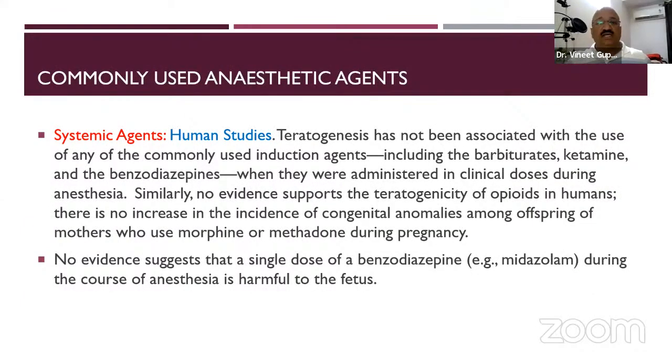Commonly used anesthetic agents, systemic agents: I will only be talking about human studies. Teratogenesis has not been associated with the use of any of the commonly used induction agents, including barbiturates, ketamine, and benzodiazepines, when they were administered in usual clinical doses during anesthesia. Similarly, no evidence supports the teratogenicity of opioids in humans. There is no increase in the incidence of congenital anomalies among offspring of mothers who use morphine or methadone during pregnancy. No evidence suggests that a single dose of benzodiazepine, midazolam, during the course of anesthesia is harmful to the fetus.